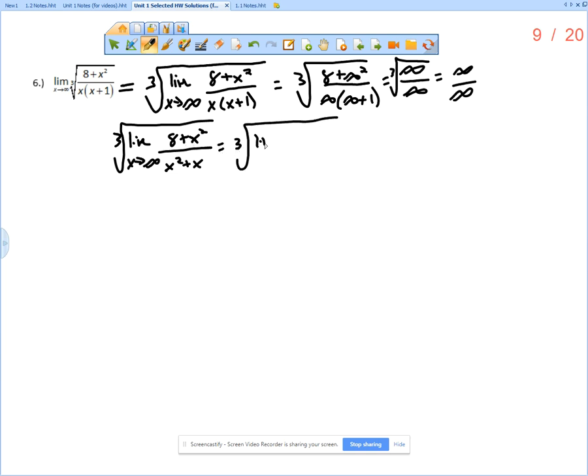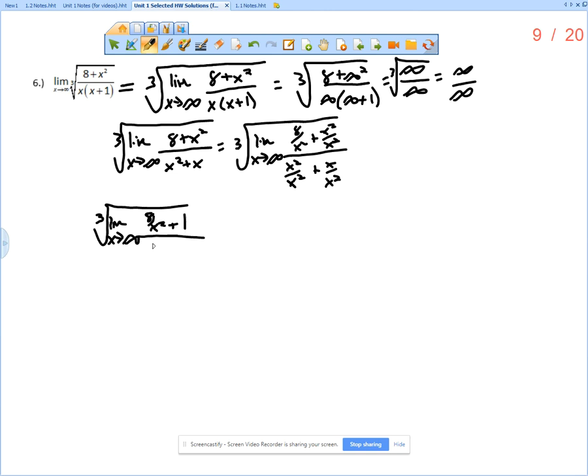All right, now the limit as x approaches infinity. I'm going to divide everything by x squared. So 8 over x squared plus x squared over x squared divided by x squared over x squared plus x over x squared. All right, so now that means I have the cube root of the limit as x approaches infinity of 8 over x squared, so I'm going to leave that alone, plus 1 divided by 1 plus 1 over x.